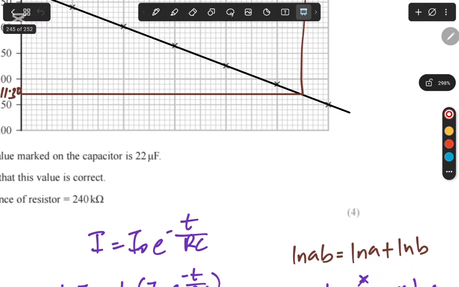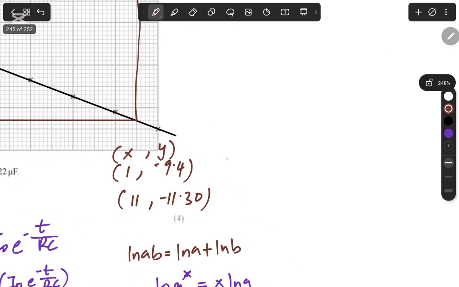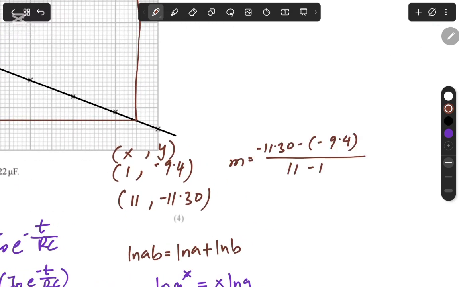And we can write it down like this. 1 minus 9.4 and then 11 minus 11.30. So these are the 2 points we have taken. This is the x, this is the y. Okay, so that's clear. Now what we can do is we can find the gradient. So I've plugged in the values of both the points, and now I'm going to get the value of the gradient by plugging this into my calculator.